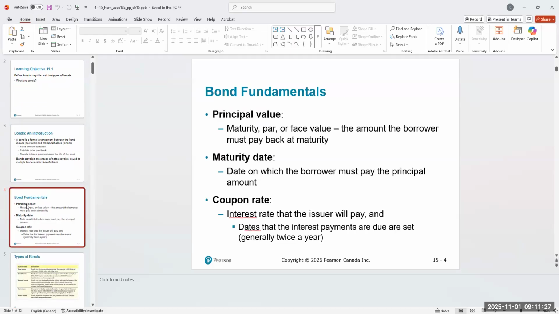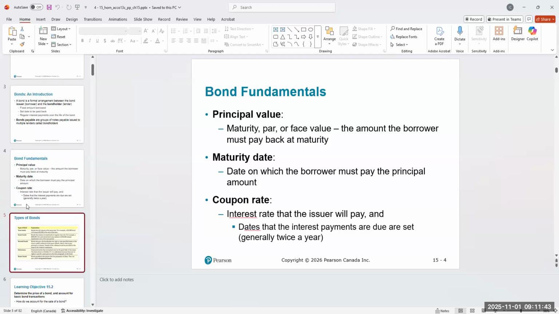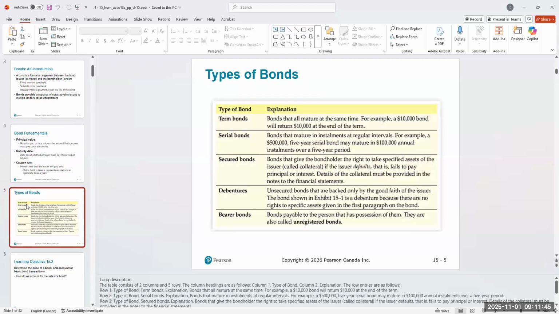The bonds have the principal value, which is the maturity, par value, or face value, and the maturity date, on which the borrower must pay back the principal amount. There is also the coupon rate, which is the rate used to calculate the interest payments on the bonds, and every period the interest has to be paid. You have different types of bonds.